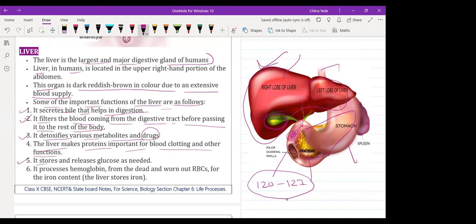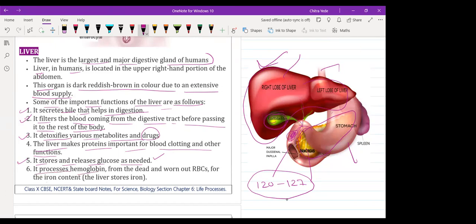Next, it stores and releases glucose as needed. It stores glucose in the form of glycogen, and whenever there is a requirement for glucose, it releases that glucose and supplies it with the help of blood to that needy part of the body.